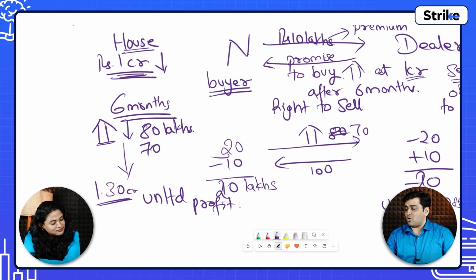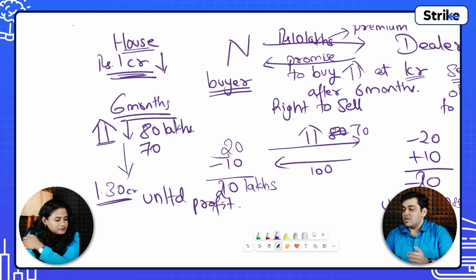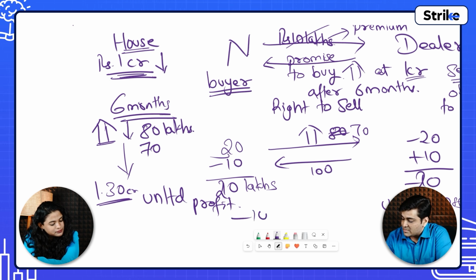Of course, not with this particular contract. As it is, you have a right to sell your house at 1 crore. So if the market price is 1.3 crore, you would not go to the dealer. You will happily give away this 10 lakh rupees premium and let it go. That 10 lakh rupees premium that you let go is your loss.